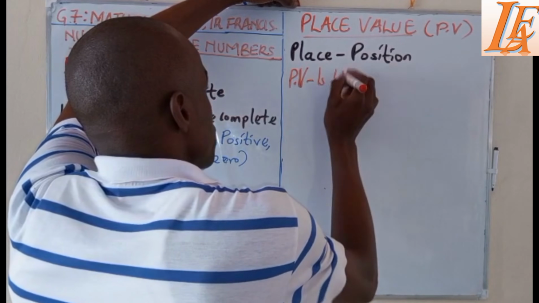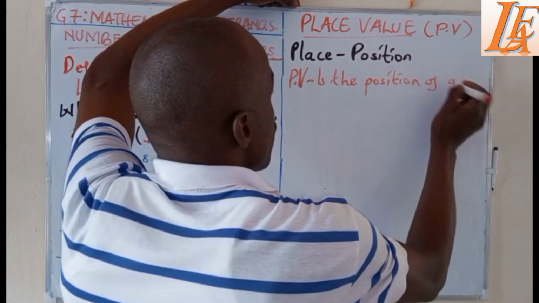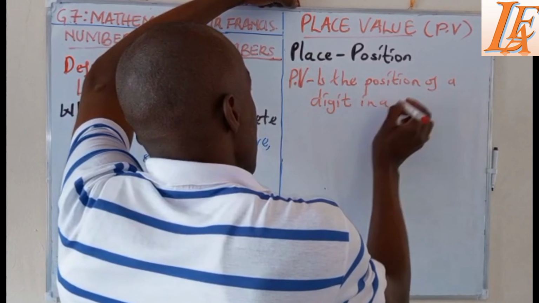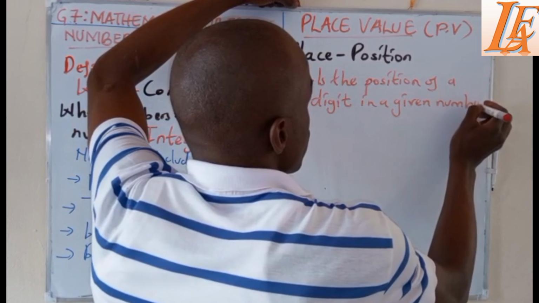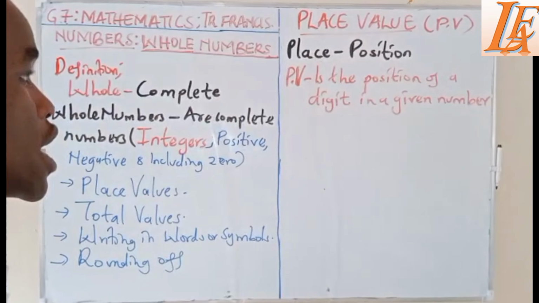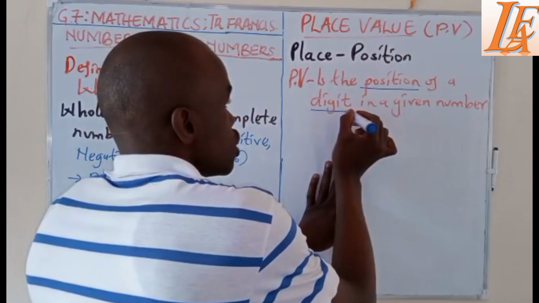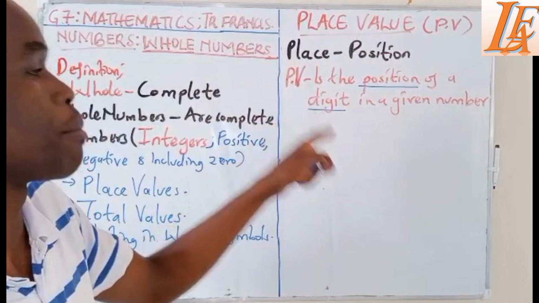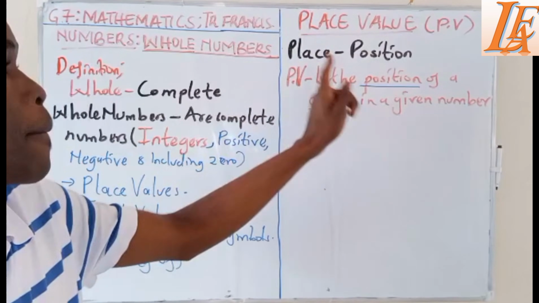is the position of a digit in a given number. So remember, place value is a position of a digit. A digit forms the number, and a digit is a part of a number. The position that digit has in that number is what is called place value.